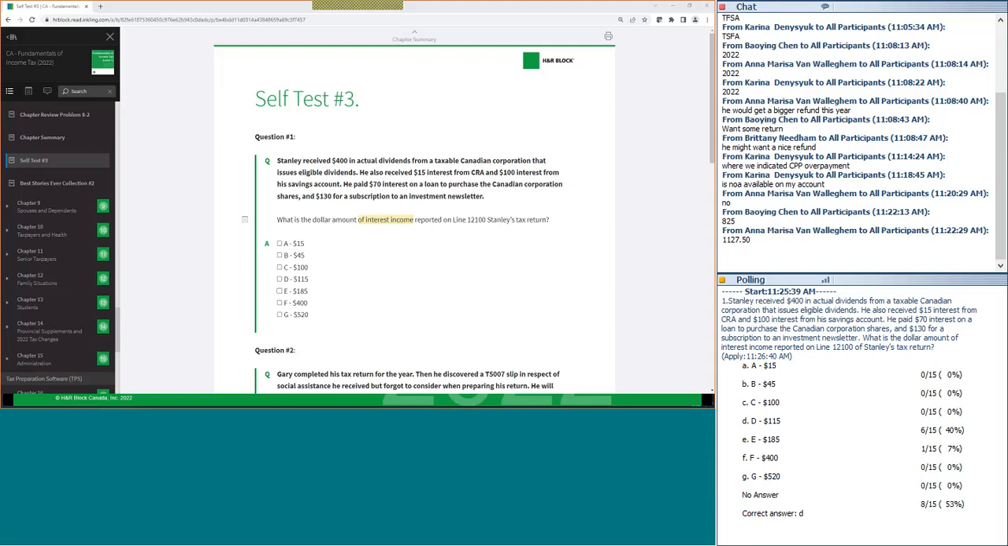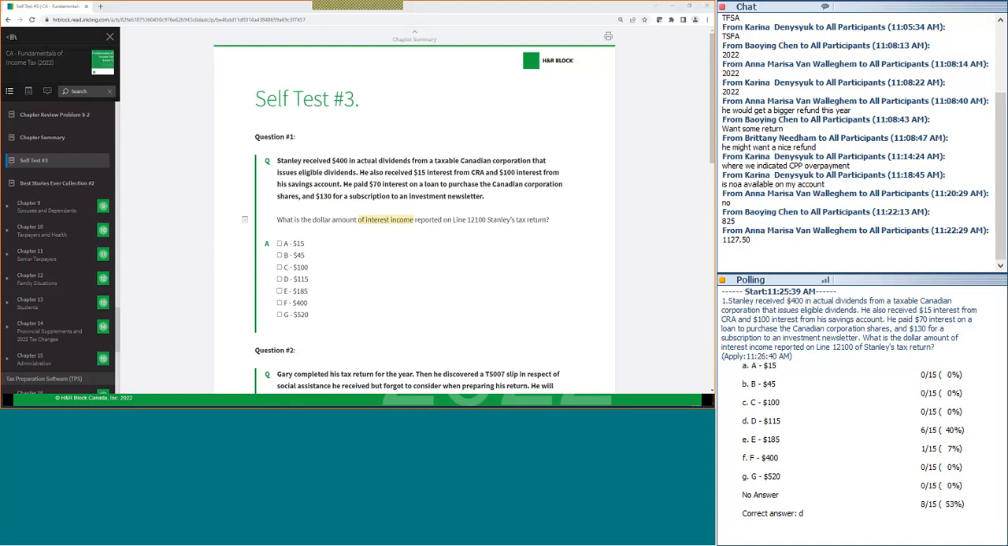Remember, you need to identify just what is interest, not what is not interest. And we're talking about income. So don't mix up the income and the expense. Income goes on to the return and adds to how much tax you have to pay. And carrying charges or interest expense is a deduction and takes away from your tax. So we're talking about income. We're talking about things that add money onto the return.